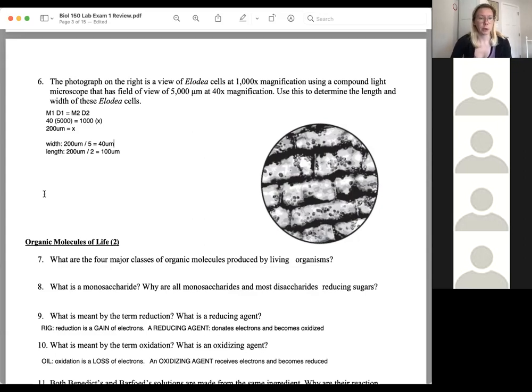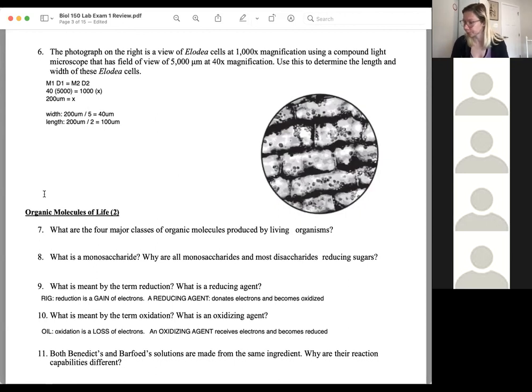All right, so that does it for microscopy. Does anyone have any questions about the microscopy part? Otherwise, we'll start moving into the organic molecules. I have a quick question.